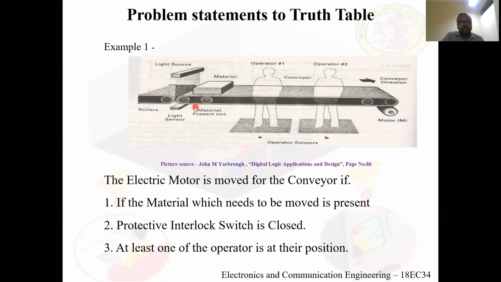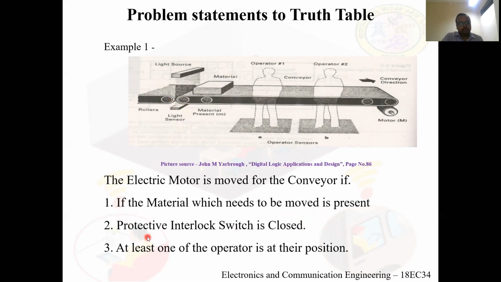We have a conveyor belt here, and in order for the luggage to move, the motor for this conveyor has to be started. And what are the conditions for this electric motor to start? The first condition is that the material which needs to be moved is present. The first thing is for the electric motor or the conveyor to start, the material needs to be there on the conveyor belt. That is the first requirement.